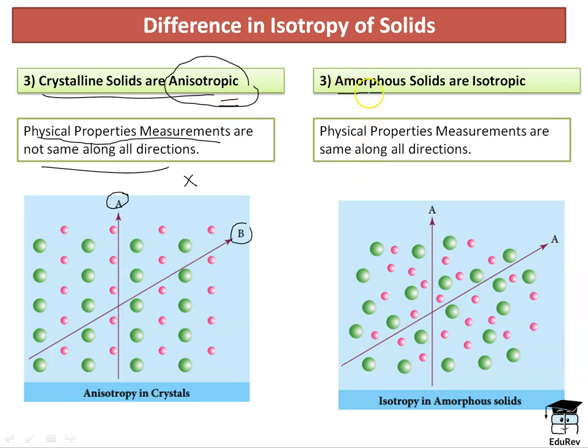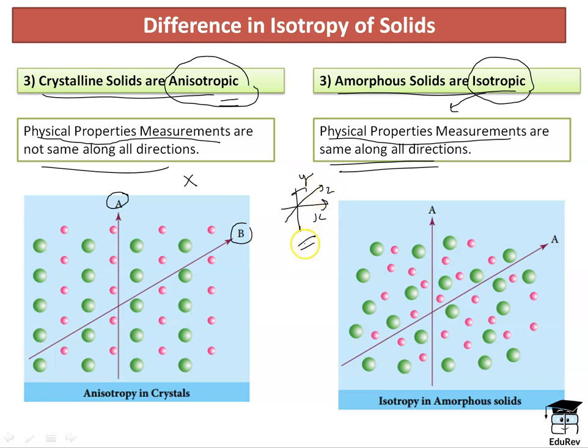Whereas we say that amorphous solids are isotropic. And what is the meaning of isotropic? Isotropic means that physical property measurements are the same along all directions. So in amorphous solids, when we measure physical properties along the x-axis, the y-axis and the z-axis, all the values remain the same, whereas they are not the same in crystalline solids.